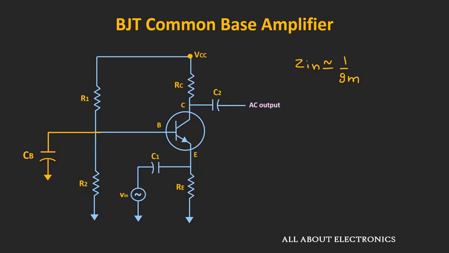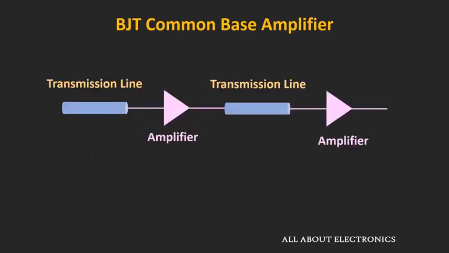Well, at the high frequencies, these amplifiers can be used for the impedance matching with the transmission lines. Because for these transmission lines, the characteristic impedance is in the range of tens of ohms. So that is one such application where these low input impedance amplifiers can actually be used. So that's it for this video, and I hope in this video you understood about the common base amplifier.